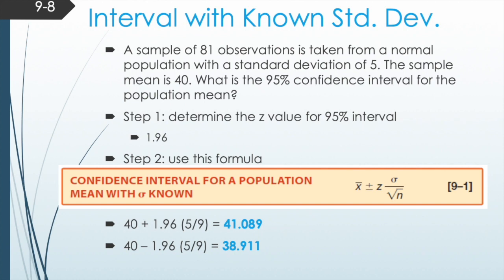The first step, if we didn't already know it, would be to calculate the z value. Well, it's 1.96. And then once again, we're going to use this formula. So we plug in the sample mean of 40 plus or minus the z value of 1.96 times the population standard deviation of 5 divided by the square root of the sample size 81, which is 9. So we would get a min of 38.911 and a max of 41.089.